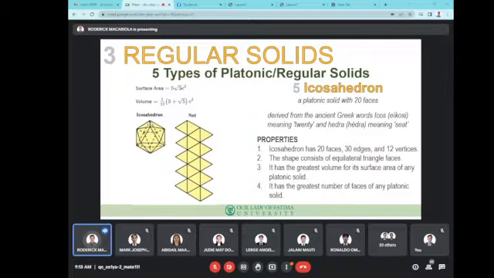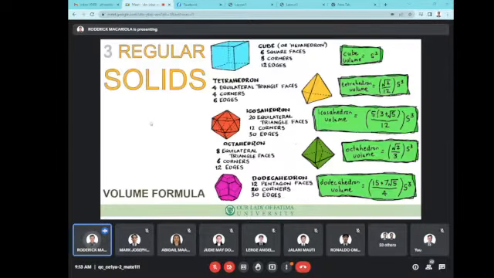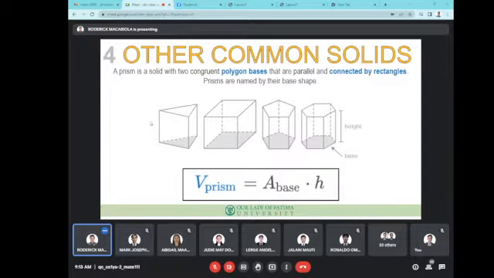Here is the formula for its surface area and volume. And this is a summary of the volume formulas for the 5 regular solids or polyhedra that we have discussed. Other common solids involve prisms. Prisms are solids with two congruent polygon bases that are parallel and connected by rectangles. So the volume is just equivalent to the area of the base multiplied by its height.